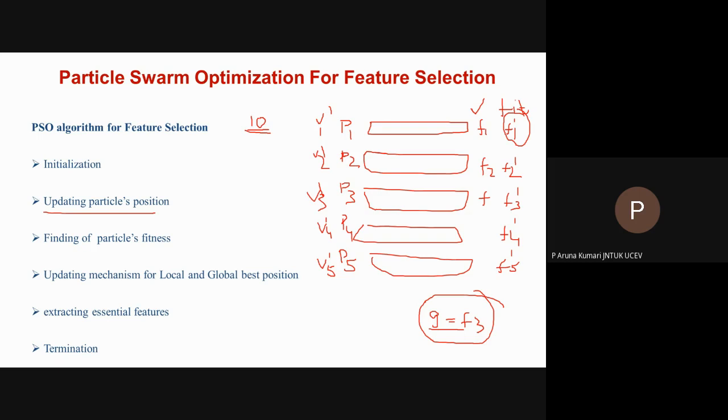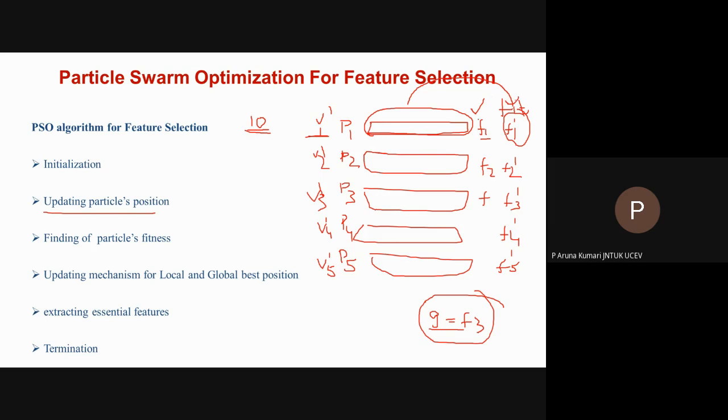Otherwise, we will not consider the new global position, we will continue with the previous global position, and again update. That means each and every time the particle updates its position with the new velocity and calculates the new particle position. A new particle will be generated, and this new particle's fitness value will be calculated and compared against the previous value.